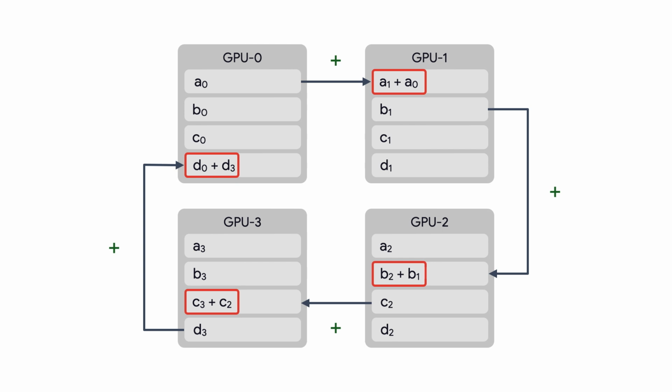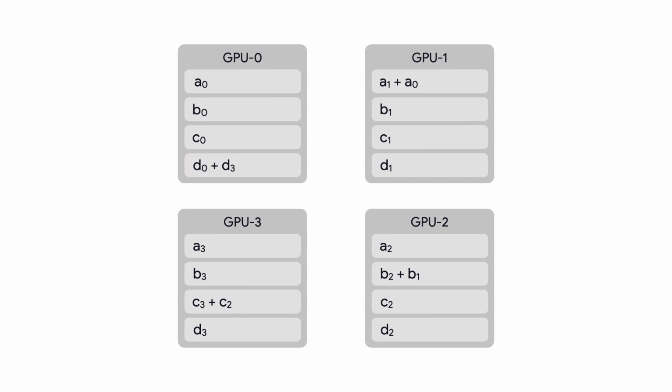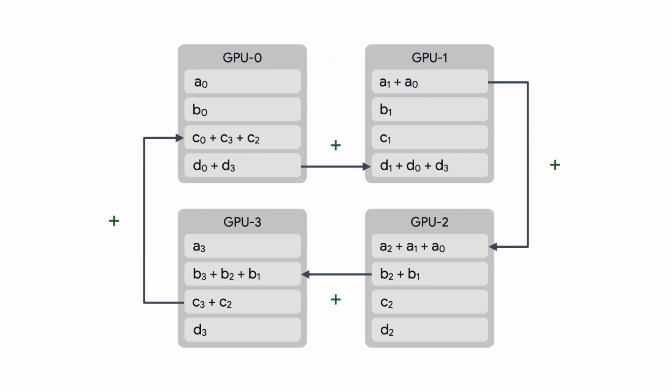When the step completes, each GPU can perform a partial reduction, which again is a summation, using the block that it received from its neighbor. After the partial reduction, the GPUs exchange partially reduced blocks.